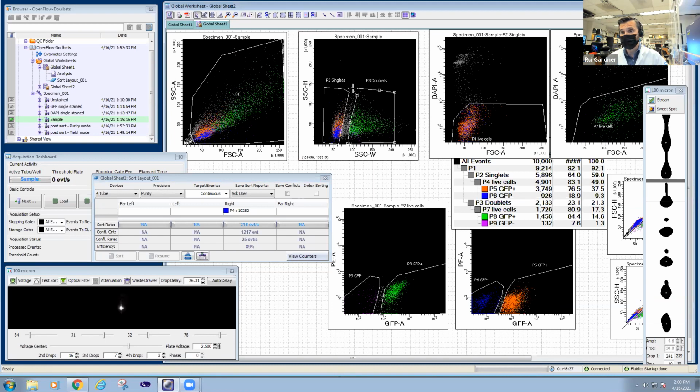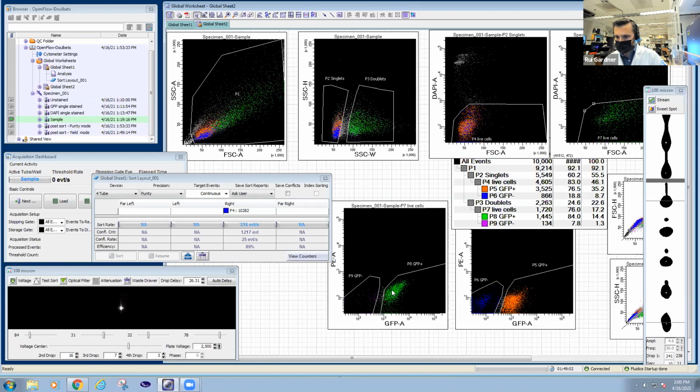So, it's going to be hopefully pretty obvious. We haven't tested this, but hopefully it will be pretty obvious when we compare both. I'm trying to be stringent here with the singlet gate, and I'm going to try to exclude the DAPI positive cells. So I almost should be using the same gate.